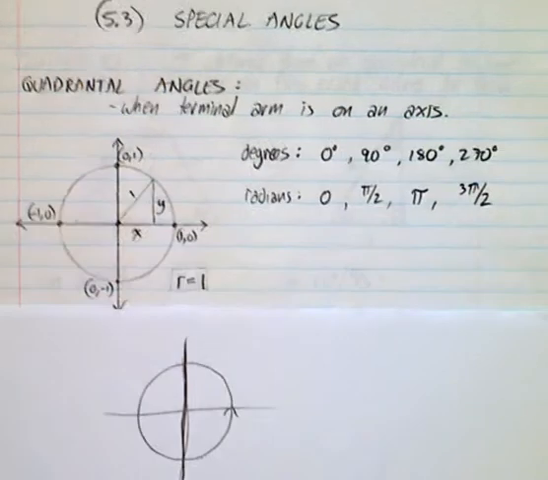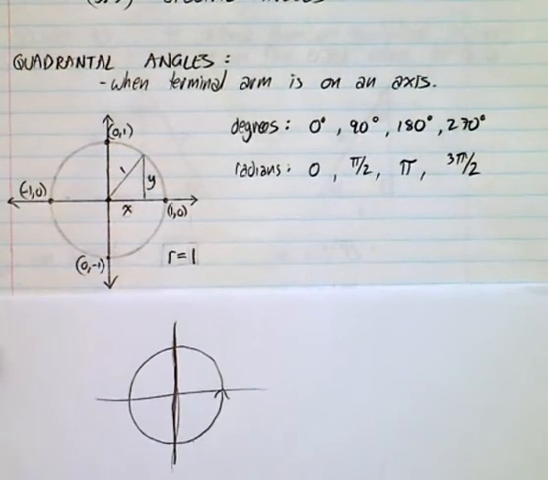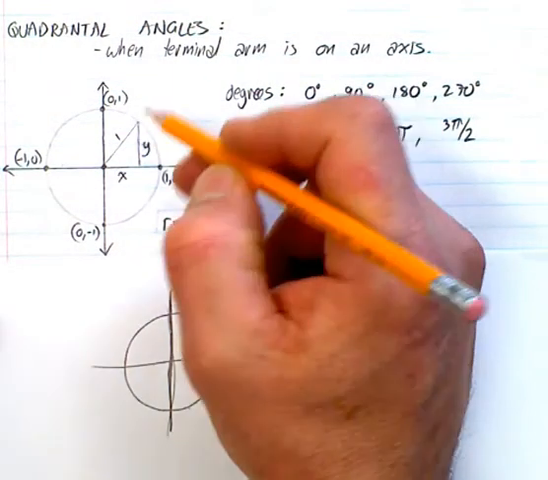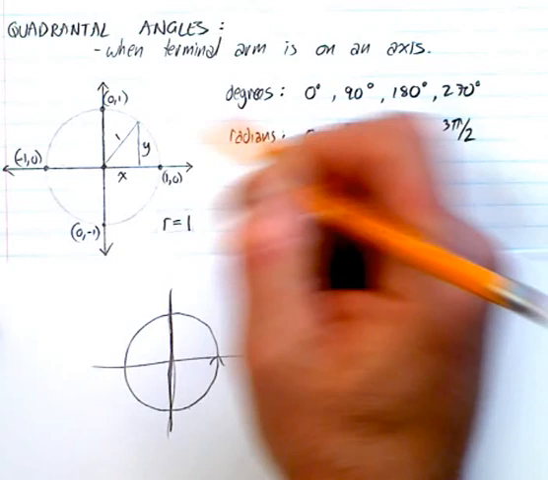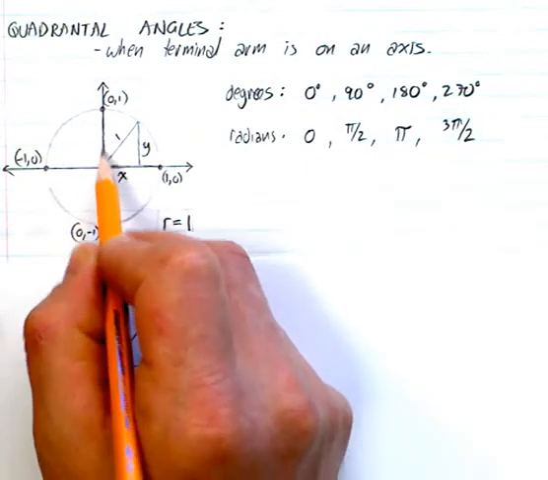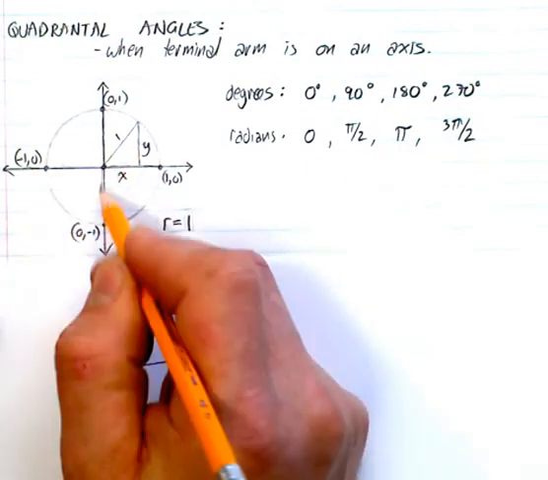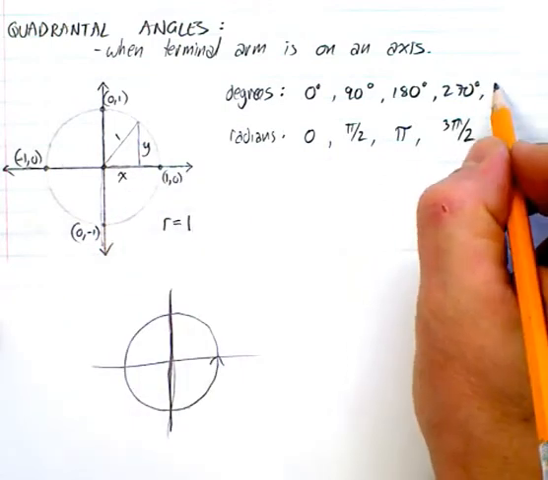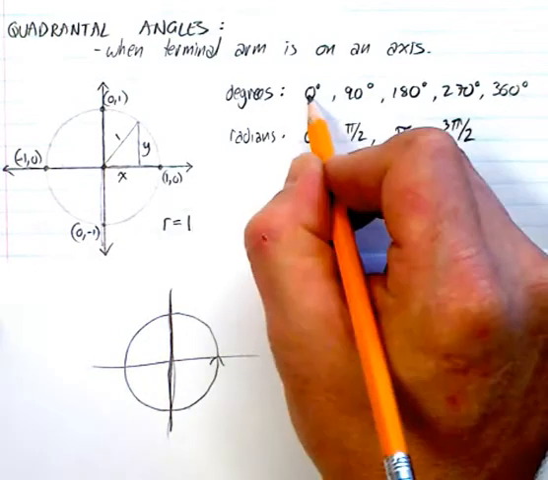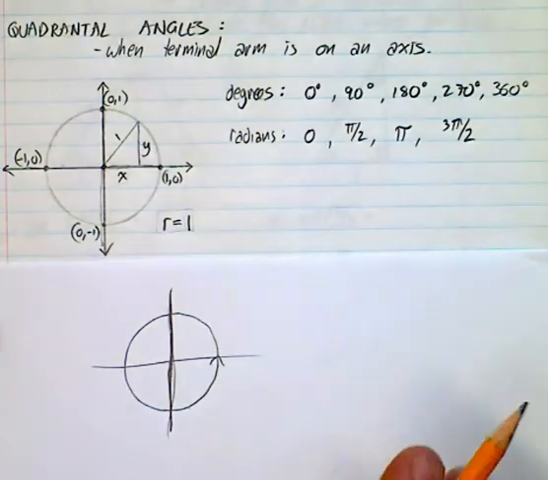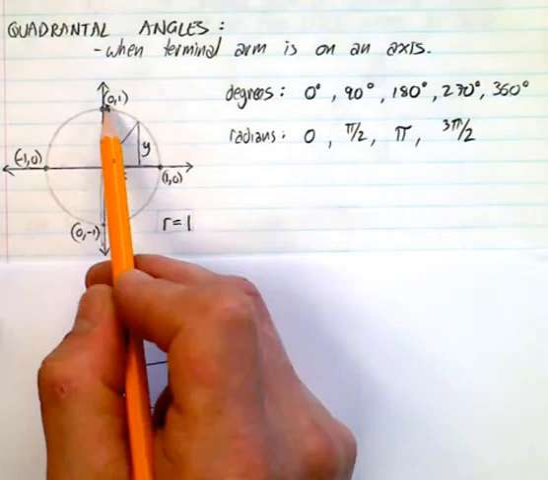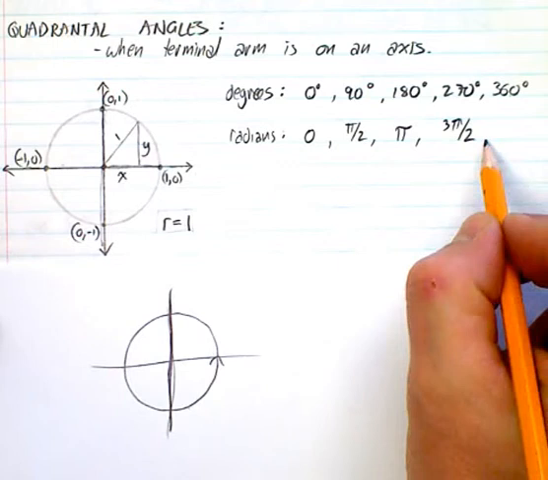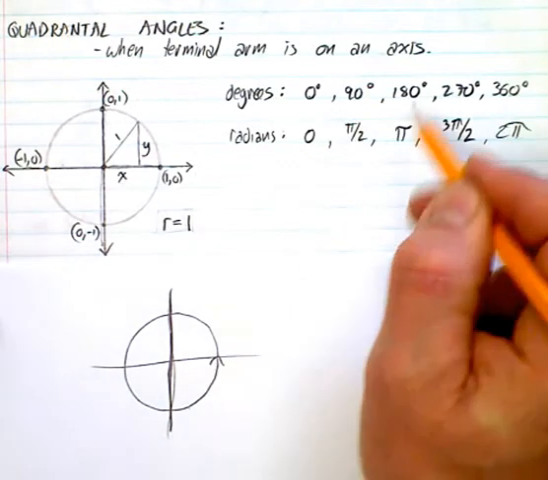What that basically means is that your terminal arm is on the axis here. So it can be at 0 degrees, 90 degrees, 180 degrees, 270 degrees, or 360 degrees. If you want, you can get back to 360 degrees, but that's essentially 0. And in radians, it's 0, pi over 2, pi, 3 pi over 2, or 2 pi. So these are the equivalencies here.